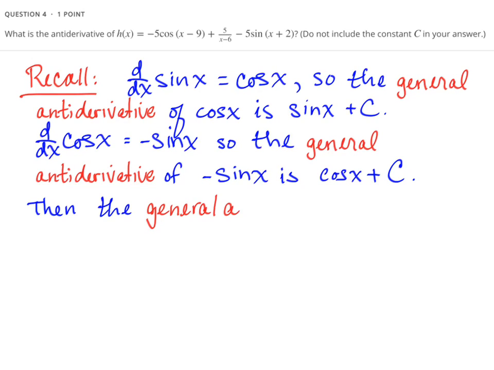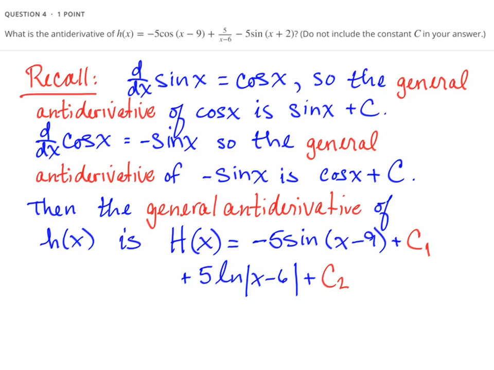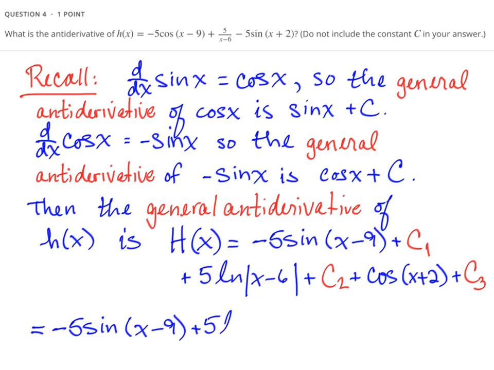So the general antiderivative of little h of x, I'm going to call it big H of x, is going to be negative 5 times sine of x minus 9 plus c1, plus 5 times the natural log of the absolute value of x minus 6 plus c2, plus cosine of x plus 2 plus c3. They each get their own antiderivative, and they each get their own arbitrary constant. So when we combine all those arbitrary constants, we just get another arbitrary constant. So I'm just rewriting it with one arbitrary constant plus c.